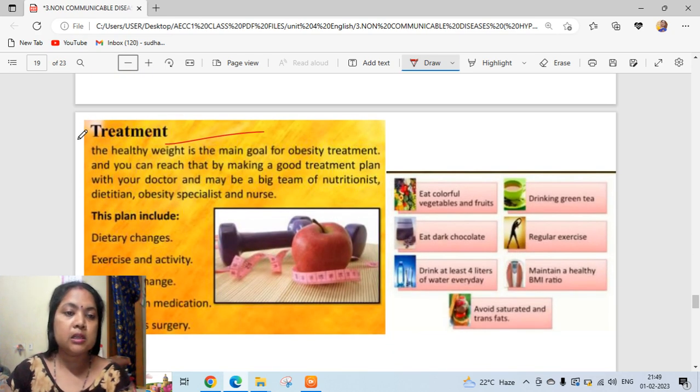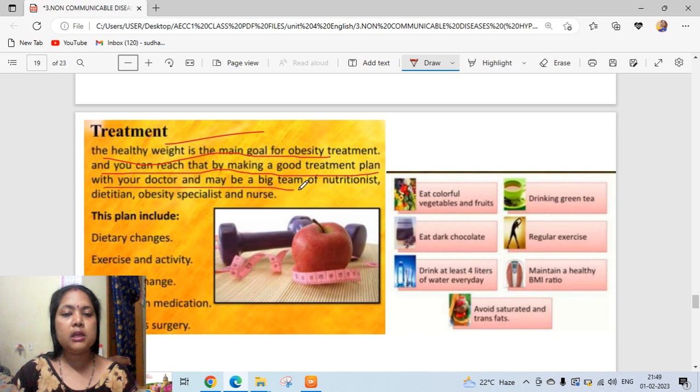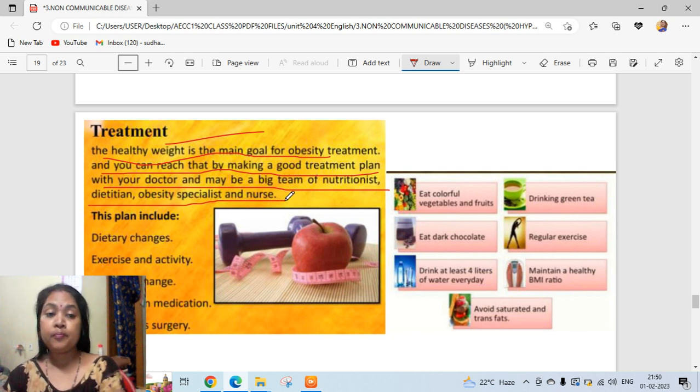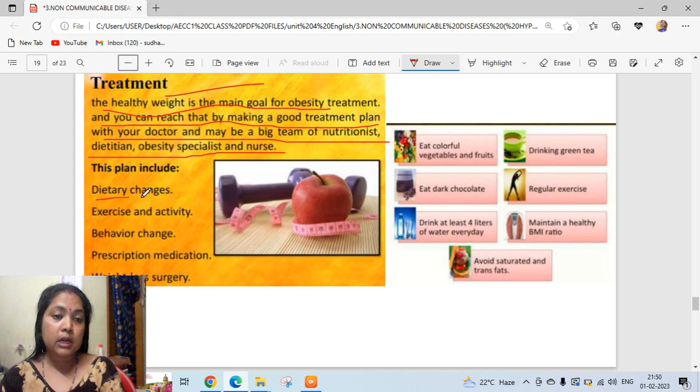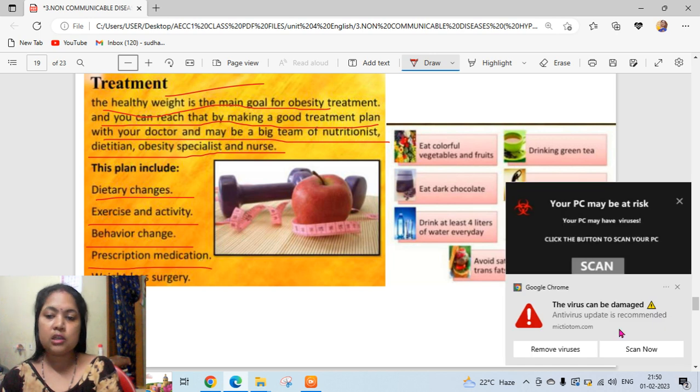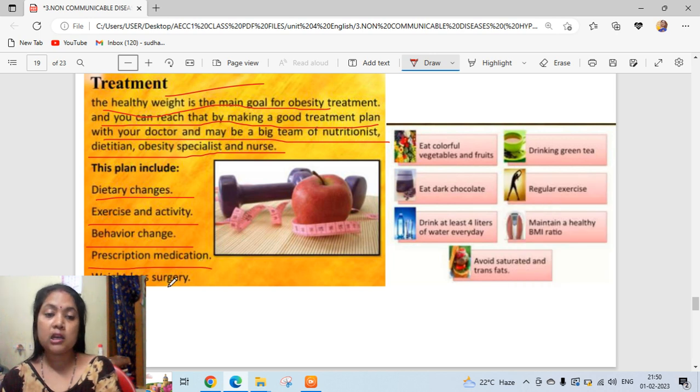Then treatment. A healthy weight is the main goal of obesity treatment, and you can reach that by making a good treatment plan with your doctor and maybe a big team of nutritionist, dietitian, obesity specialist and nurse. Okay. This plan includes dietary changes, exercise and activity, then behavioral changes, then prescription medication, then weight loss surgery is also there for emergency cases.